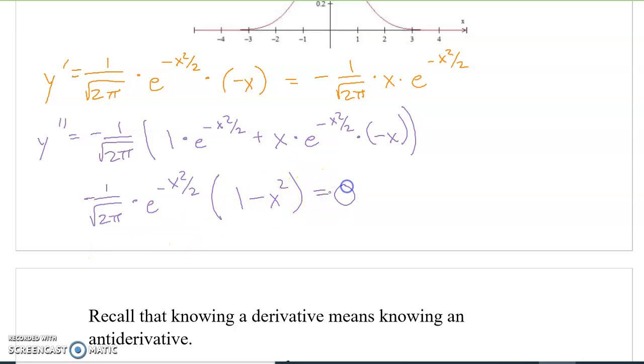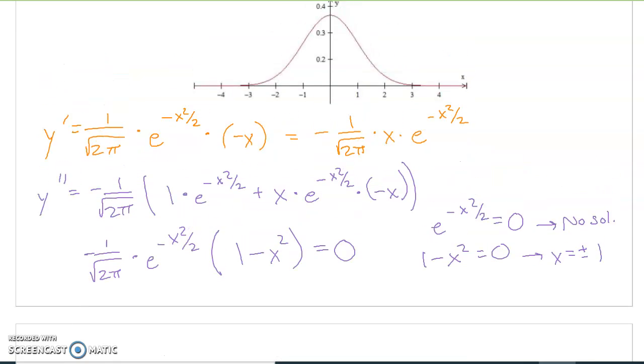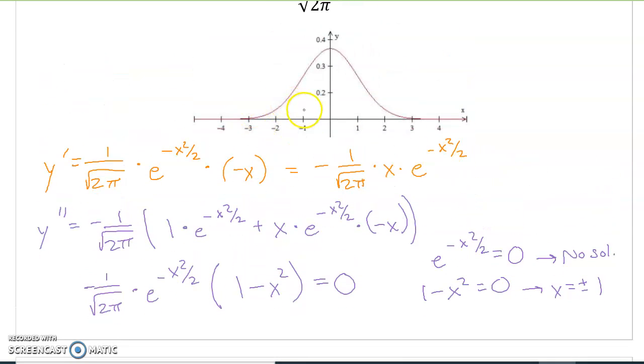Well, set that equal to 0 then. What happens if I try to set e to the negative x squared over 2 equal to 0? E raised to the what equals 0? In other words, the natural log of 0 equals what? It's nothing. There's nothing at all. There's no solution. You're never going to get 0 when you raise e to a power. So we only care about 1 minus x squared equal to 0, which gives us the answers of x equals plus or minus 1.